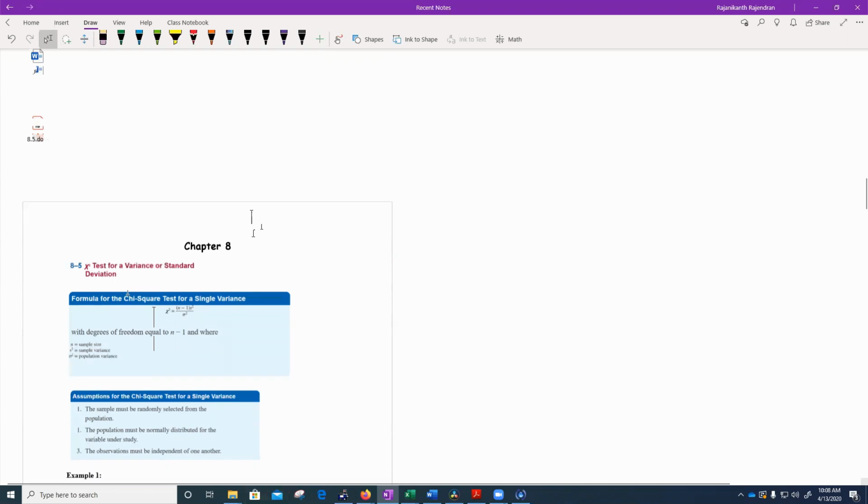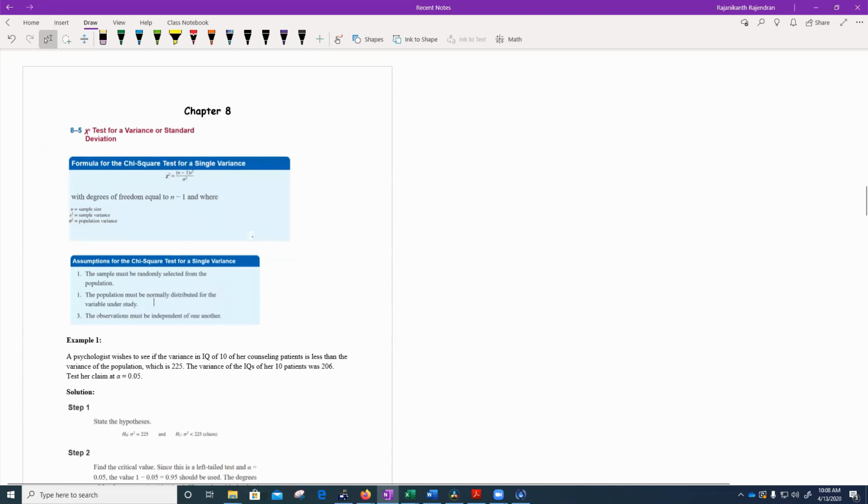Okay, then let's move to 8.5. This is about, again, testing hypothesis, but for the variance. Okay, right. So now what is the test statistic? Here, since this is a variance problem, we use chi-squared as the test statistic. So the test statistic is (n minus 1) times little s squared over sigma squared. Little s is the sample standard deviation, and squared is the sample variance.